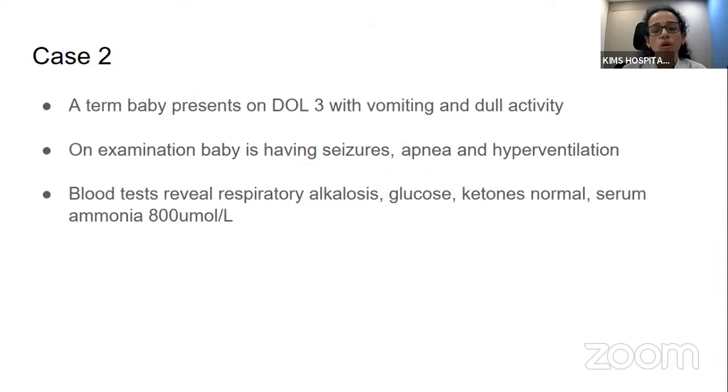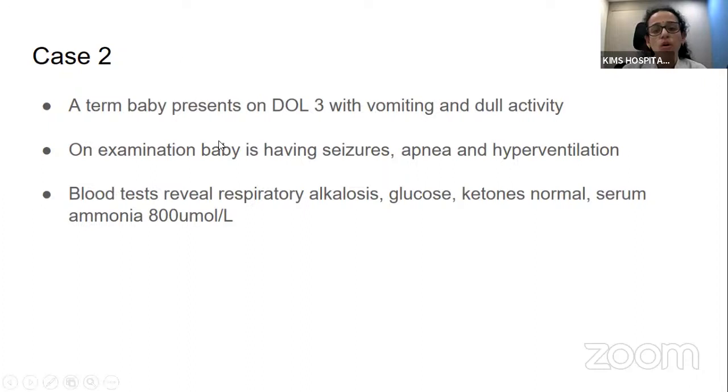So let's go to case 2. This is a term baby who presents on day of life 3 with vomiting and dull activity. On examination, the baby is having seizures as well as apnea and hyperventilation. So you can think of many possibilities. Previously, I have mentioned hyperventilation in one of the cases. Blood test revealed respiratory alkalosis, and glucose, ketones, everything was normal, and serum ammonia is very high. It's 800 micromoles per liter.